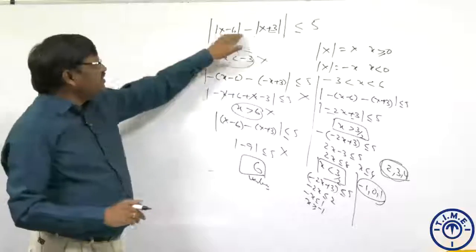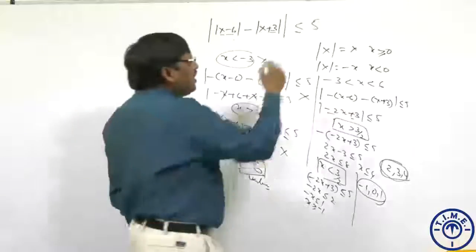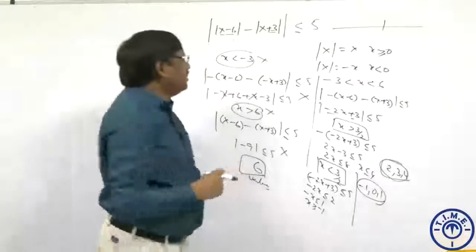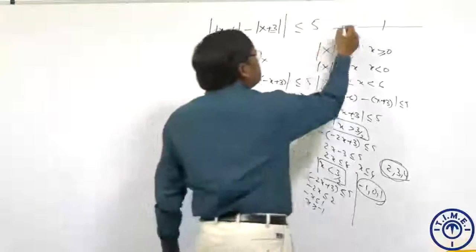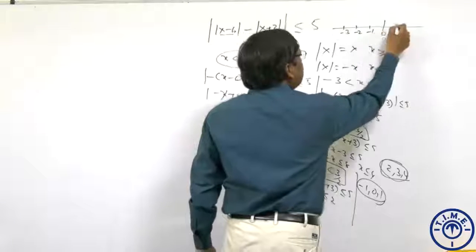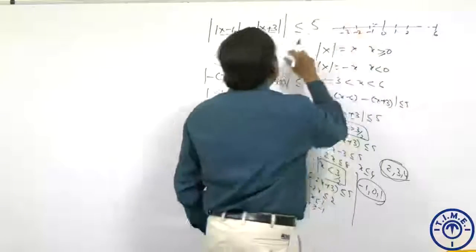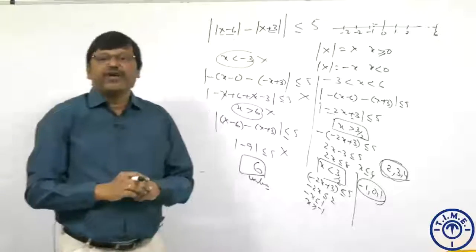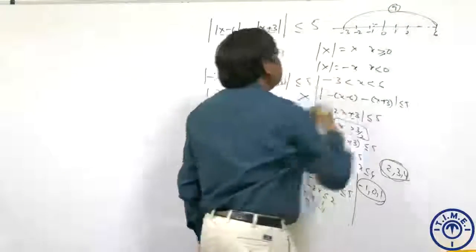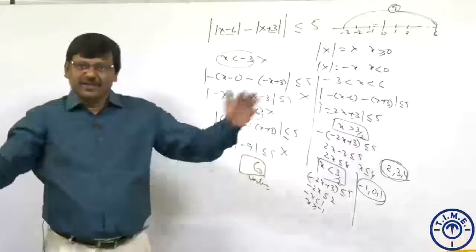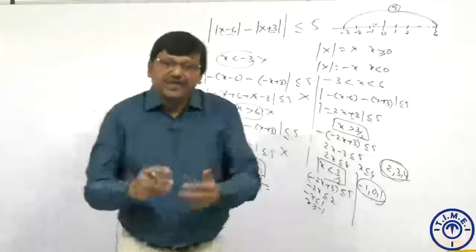Alternatively, what this function means basically, friends, is that on a number line, how many integers are there between 6 and minus 3, minus 3, minus 2, minus 1, 0, 1, 2, up to 6, such that the difference between the two distances will be 5? As it is, there is a gap of 9 between minus 3 and 6, so if it is beyond minus 3 or beyond 6, they will not satisfy.